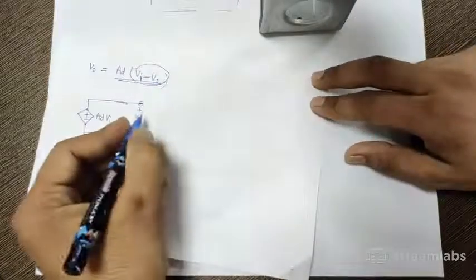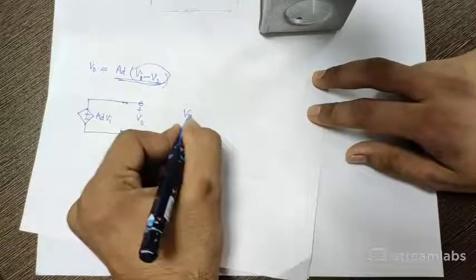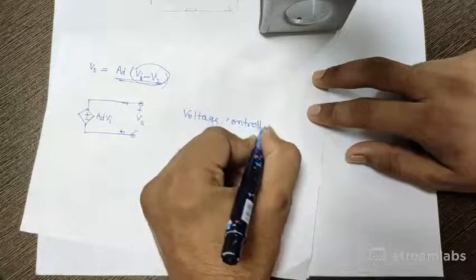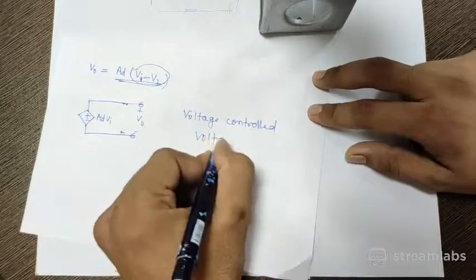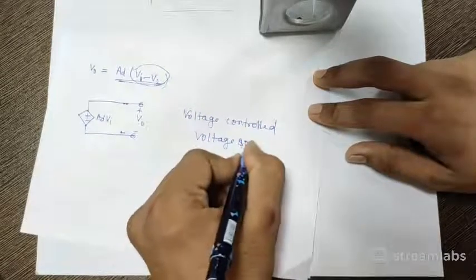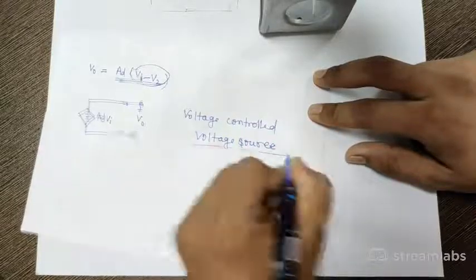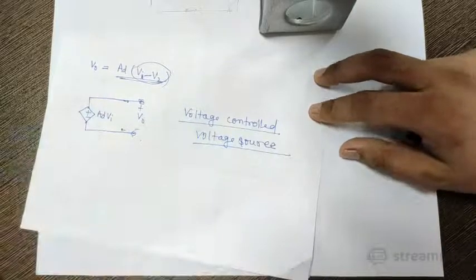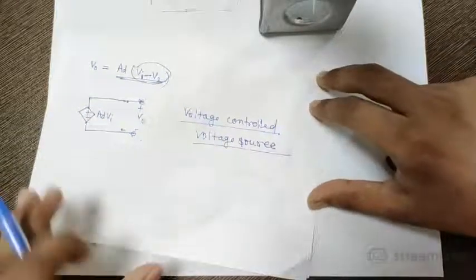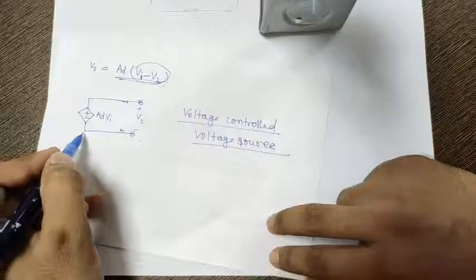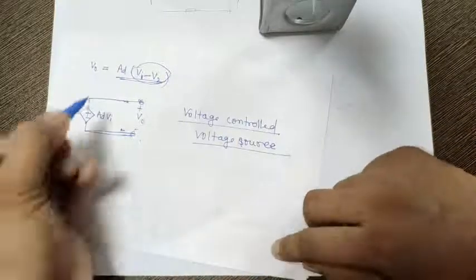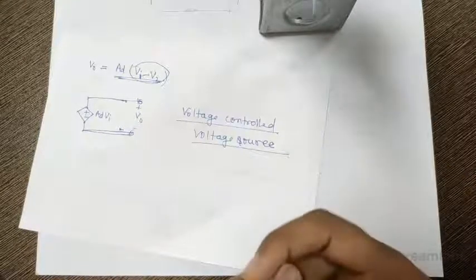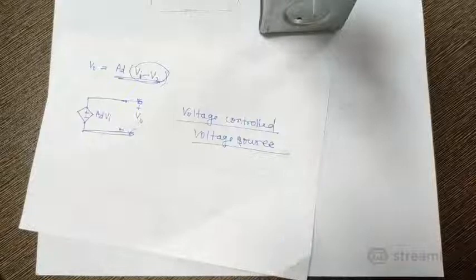So what can be said about the OpAmp? This is a voltage controlled voltage source. Because in the output only voltage is there, so this is VCVS, voltage controlled voltage source. This is the equivalent circuit of the operational amplifier, where there is voltage in the output. This is called a voltage controlled voltage source.